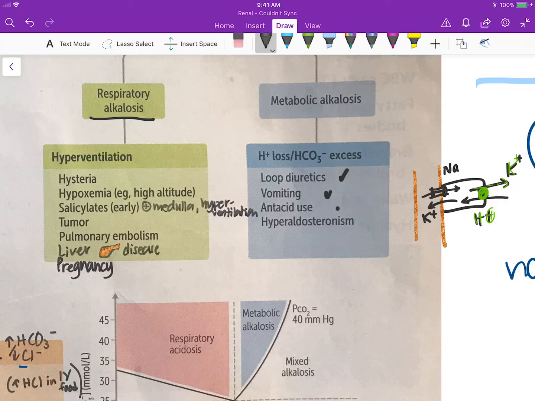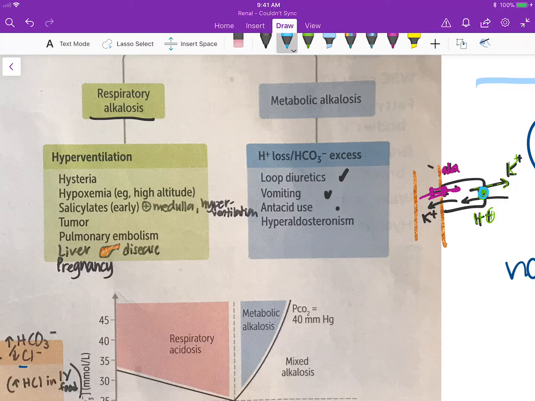Remember that loop diuretics mean that you have more in the collecting tubules. This is the collecting tubule right here. In the collecting tubule, you have more sodium reaching, more calcium reaching, more chloride reaching. And eventually, aldosterone puts these channels that bring sodium into the body. Potassium is going out.